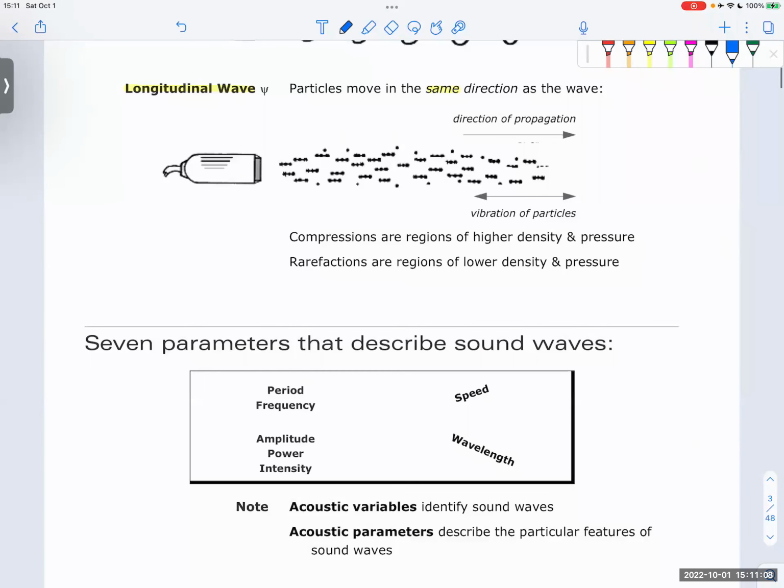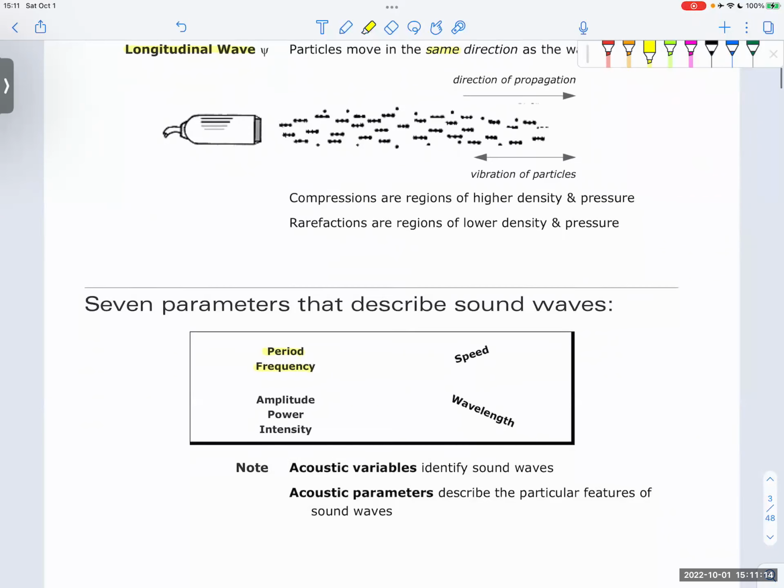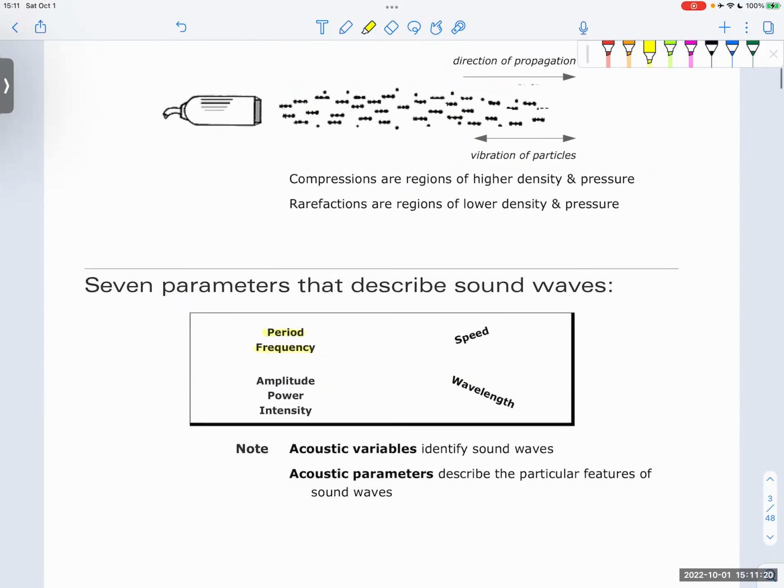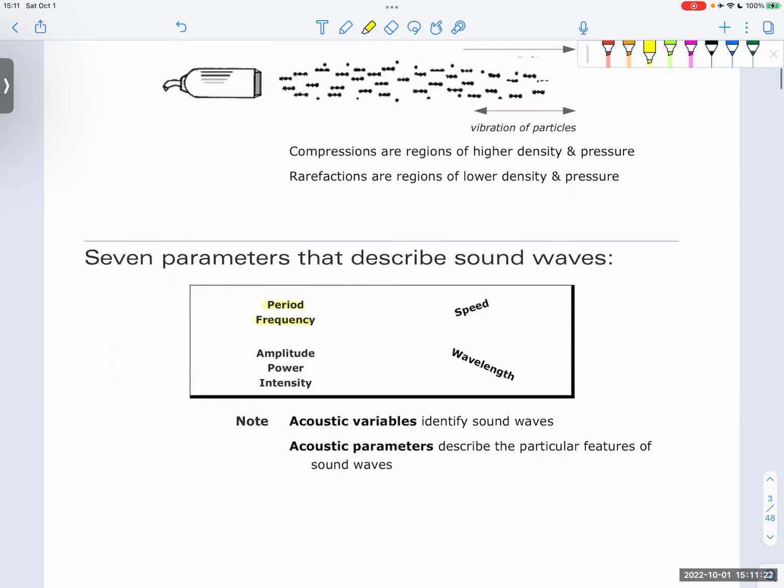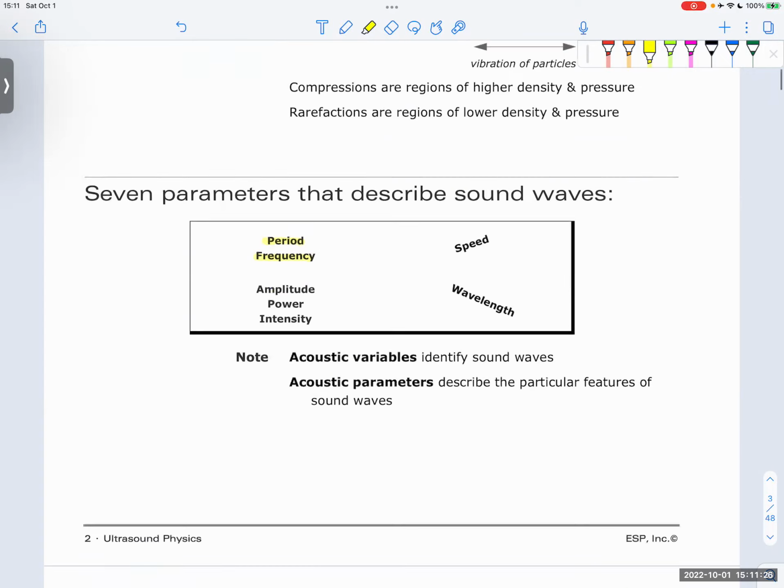We go back here and look at them. So we have period and frequency, and these two again are determined by the sound itself and cannot be changed by the sonographer. Now the next three are related somehow to each other, and we're going to describe them: amplitude, power, and intensity.